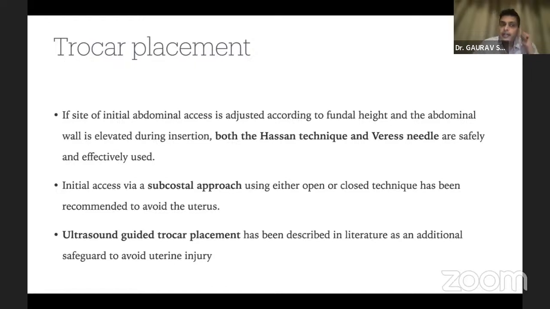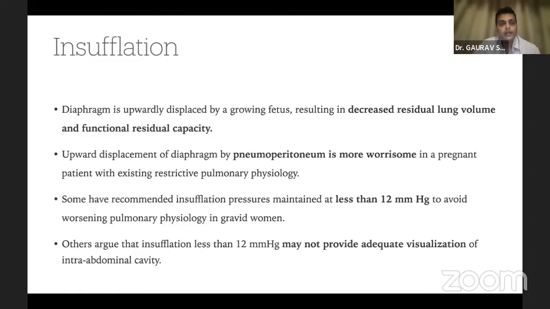So if the site of initial abdominal access is adjusted, then of course both the Hasson technique and the Veress needle are effectively used. The initial access via a subcostal approach, using Palmer's point, is also another technique. Authors have also described placing a VisiPort, which is placing the primary port under vision, or using ultrasound, an imaging technique, to have trocar-guided placement. So that actually prevents uterine injury.